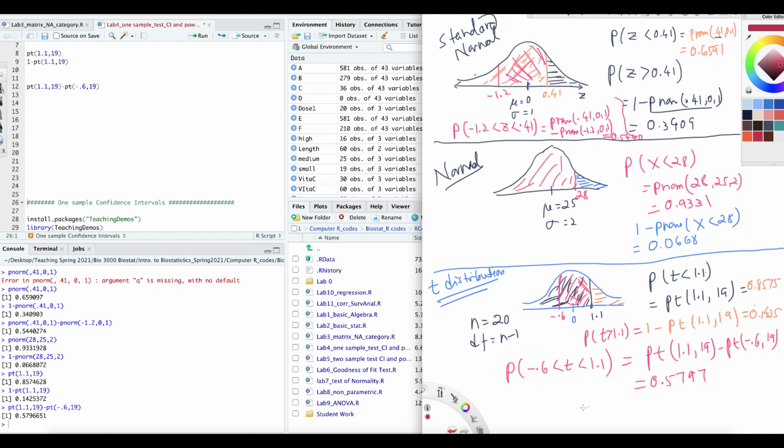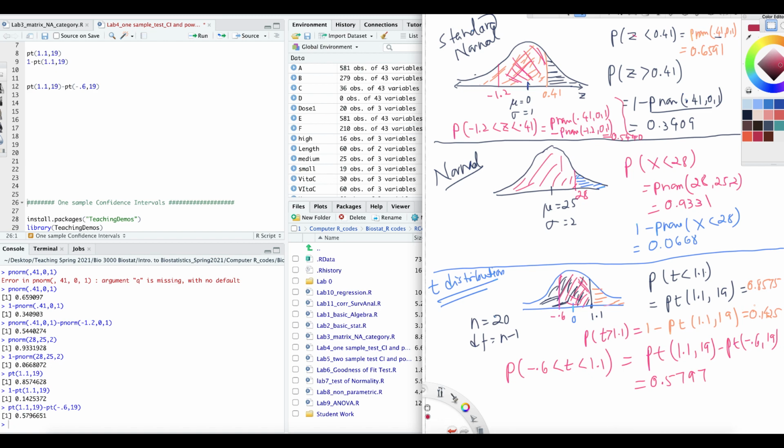So this is how you find the area under the normal curve, and then the area under the t curve. It is also a symmetric curve, but it may have a slightly different shape, okay. All right, it is also a symmetric curve.